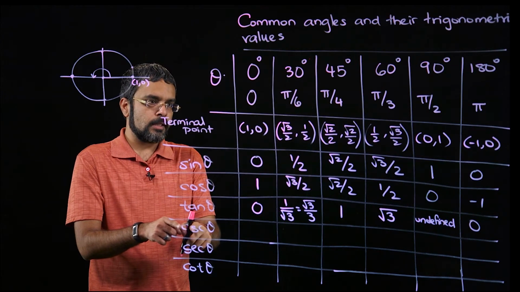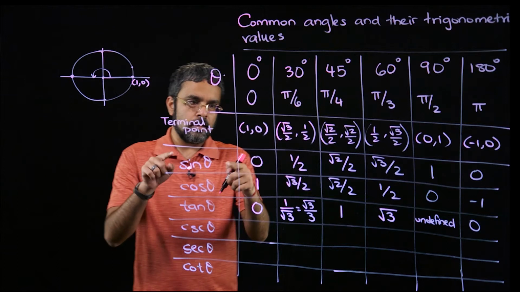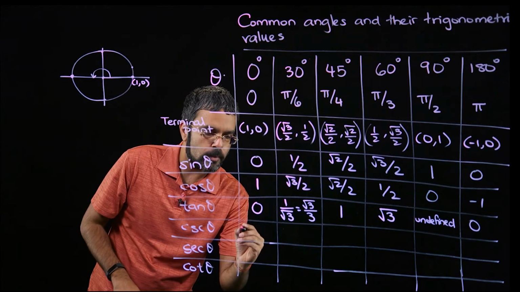Cosecant theta. How do we get cosecant theta? We divide 1 by sine theta. So I get 1 over 0. So that's going to be undefined.